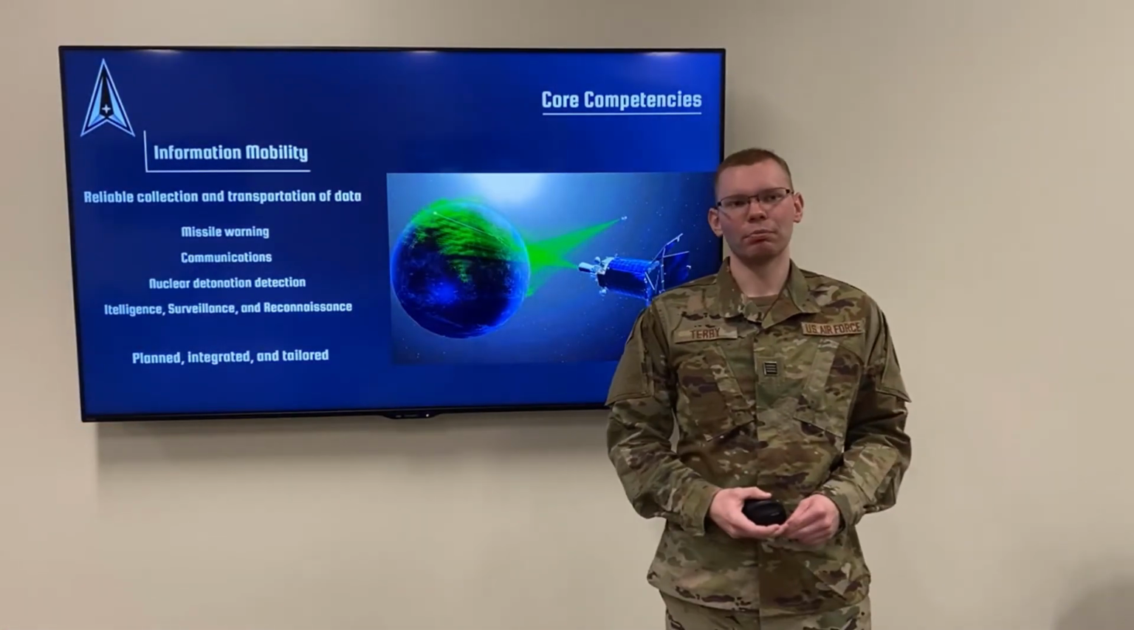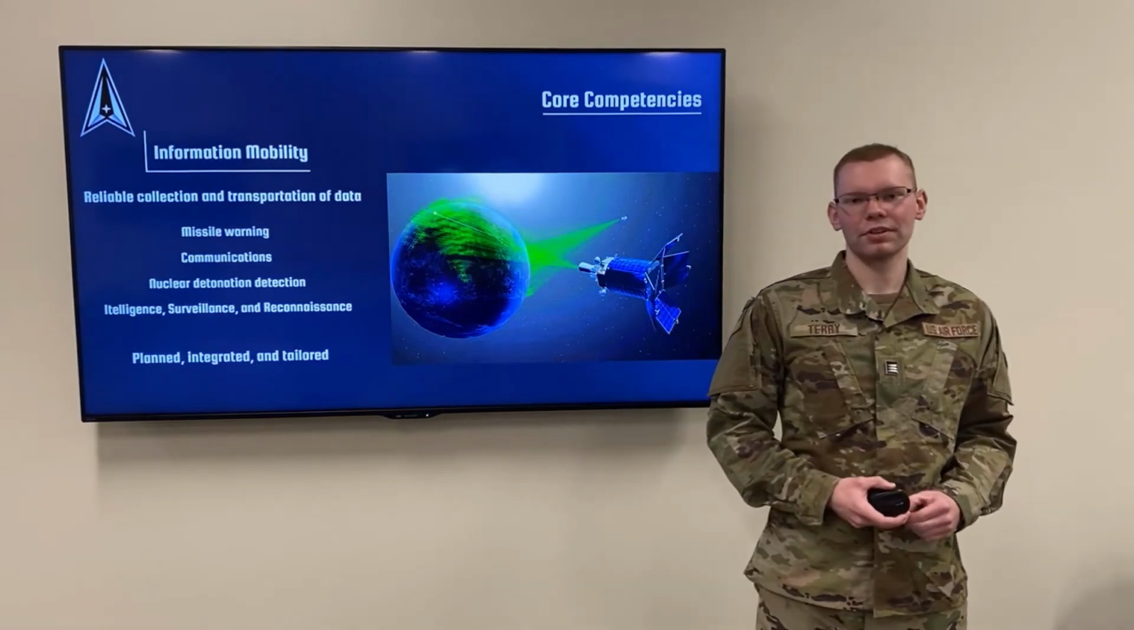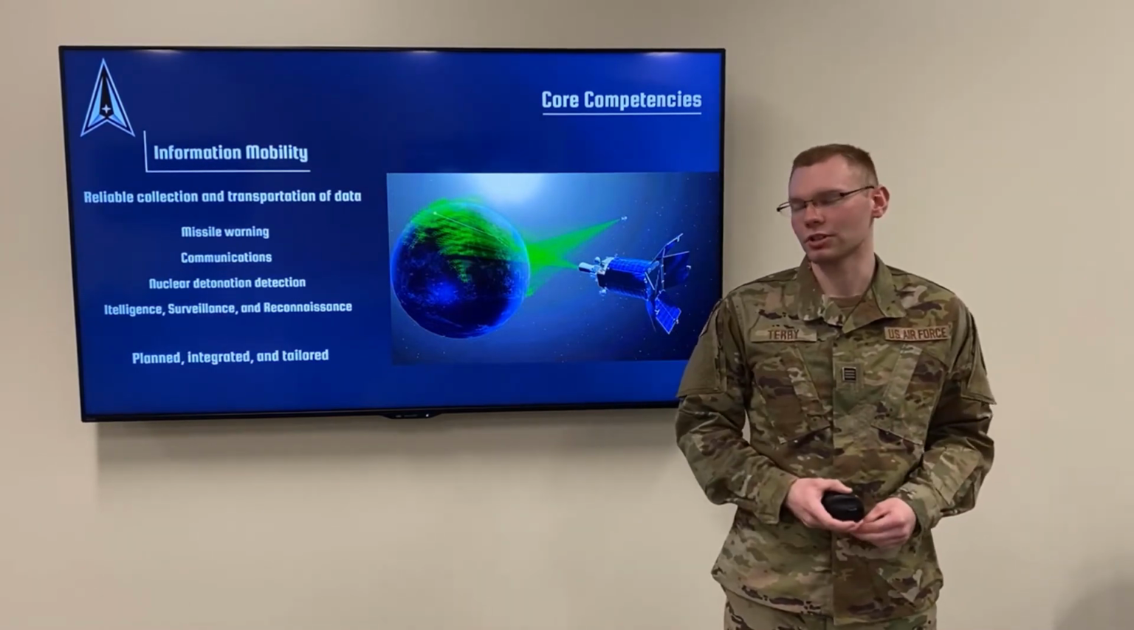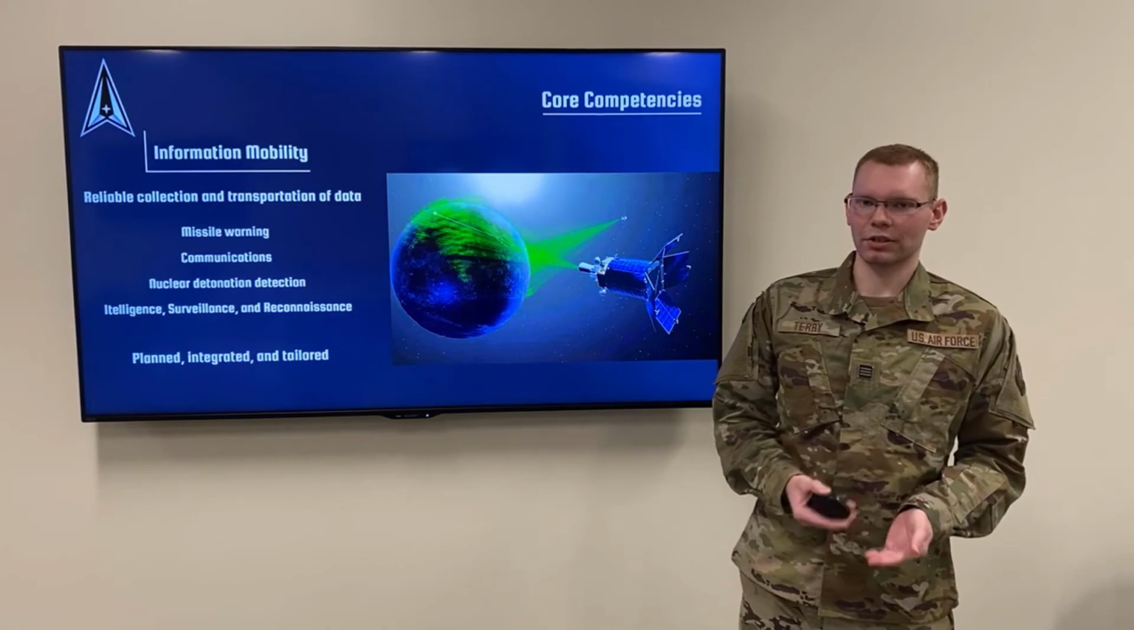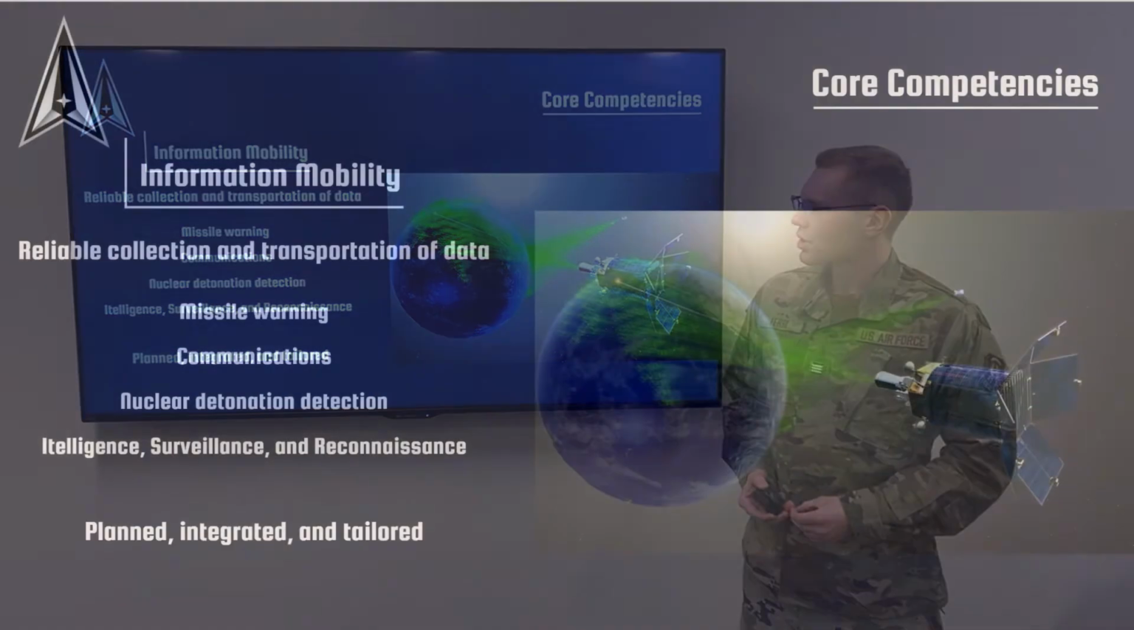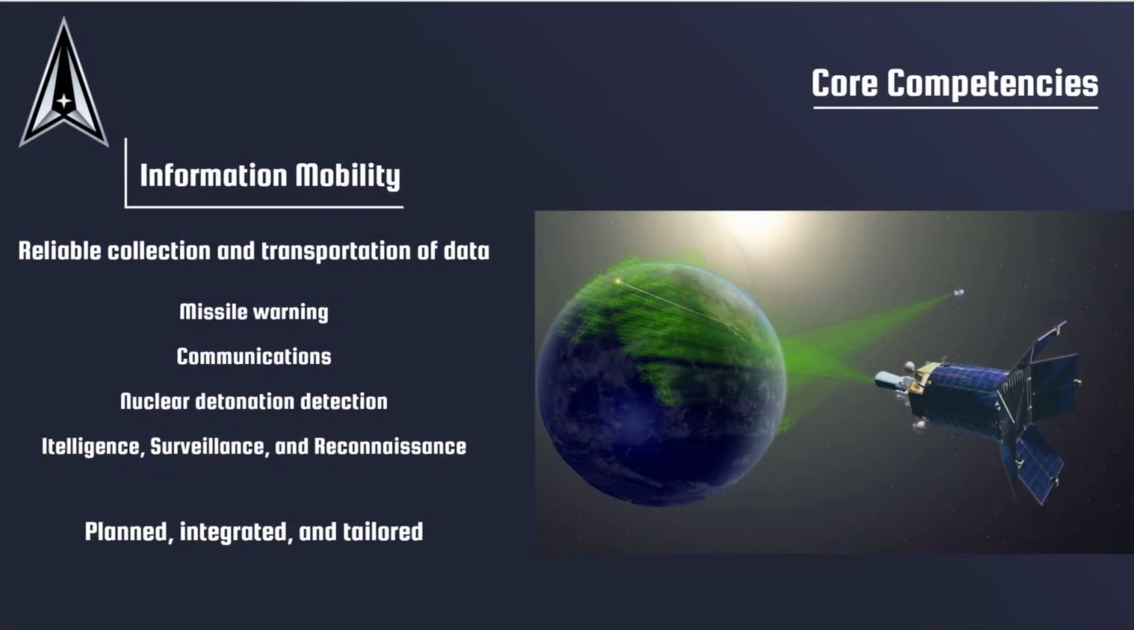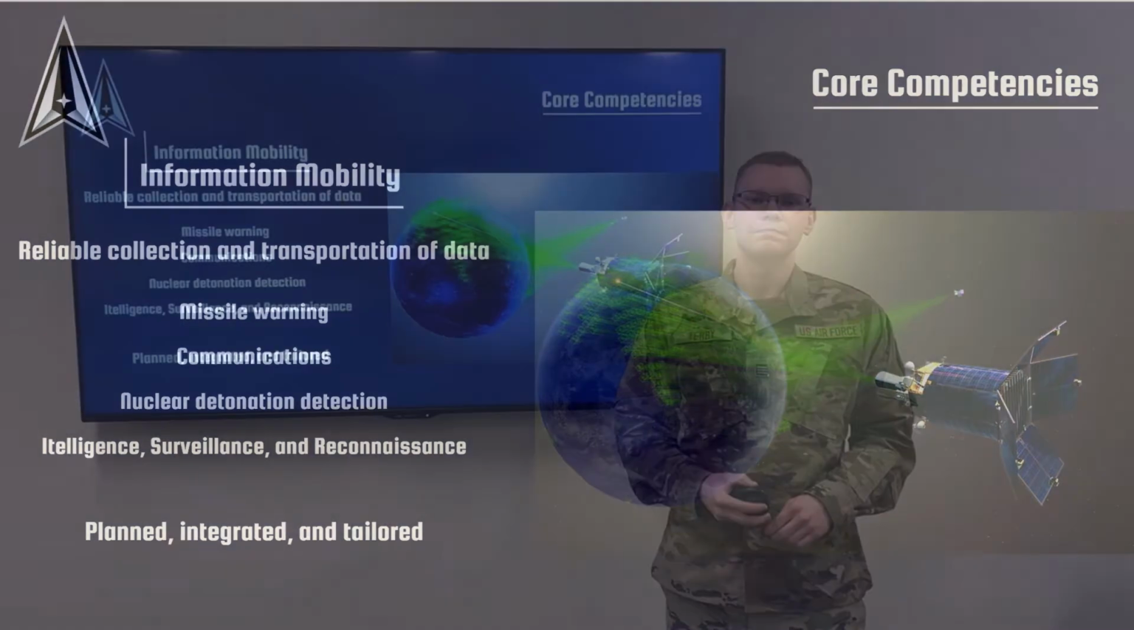Next, information mobility. As I said earlier, the Space Force is a rapid information disseminating machine. We have to be very quick in the information that we get. So this means we have a reliable collection and transportation of data. So this data will consist of missile warning, communications, nuclear detonation detection, and ISR capabilities, intelligence, surveillance, and reconnaissance. And these communications and our systems must be planned, integrated, and tailored to fight our missions, whatever they may be.